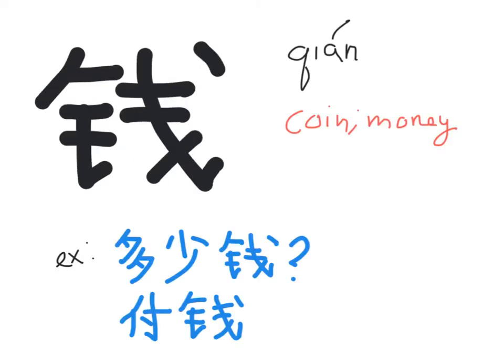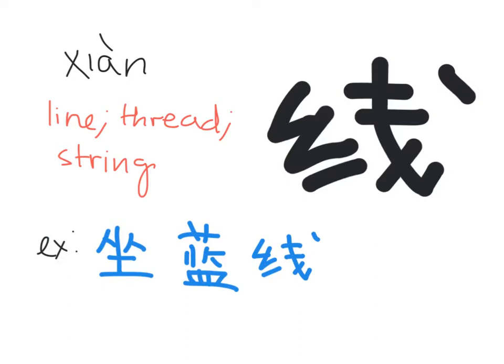Qian means coin or money. For example, it's used in the sentence 多少钱, which means how much does it cost? And also in the phrase 付钱, which means to pay money. Xian can mean thread or string, but it also means line, as in subway line or bus line. For example, 坐蓝线 means to take the blue line.